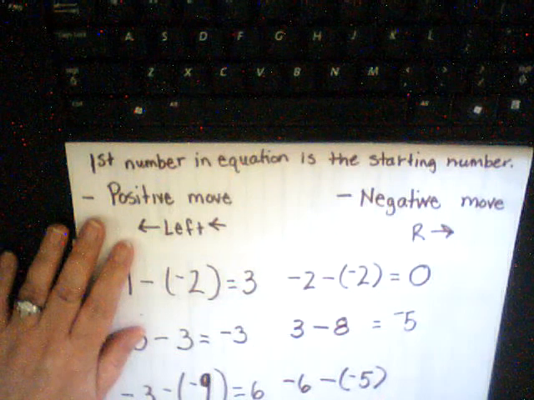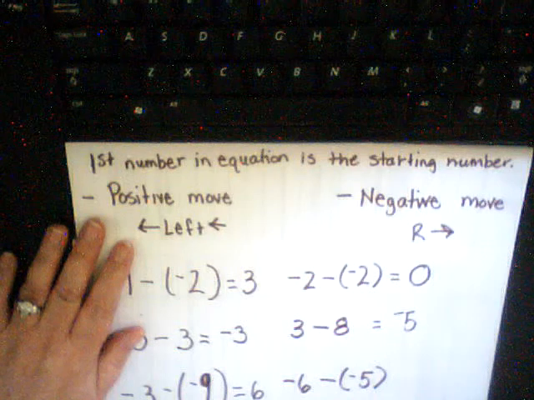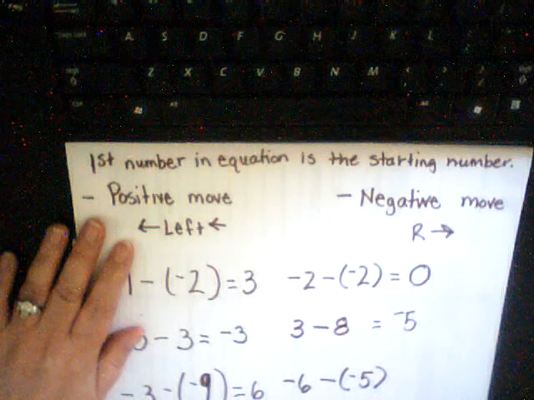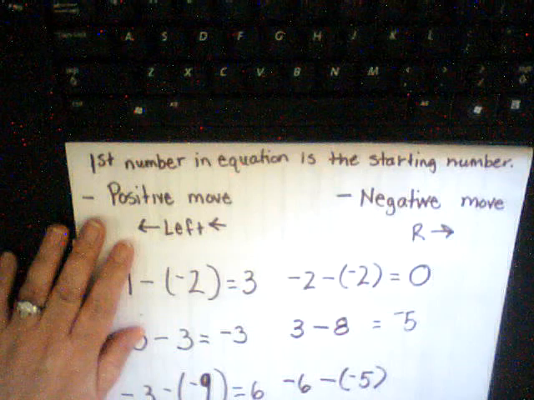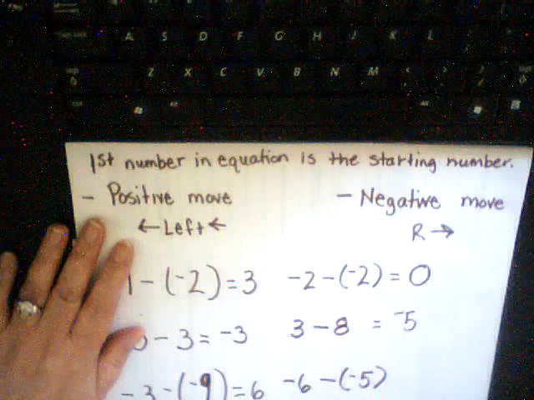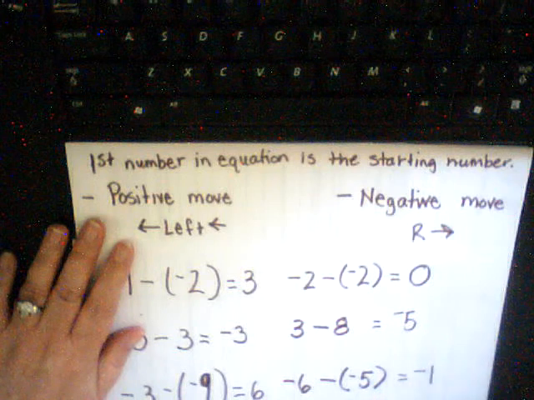And our last problem. Negative 6 minus a negative 5. That would be the same as negative 6 plus 5, which would mean that we would come up with an answer of negative 1.